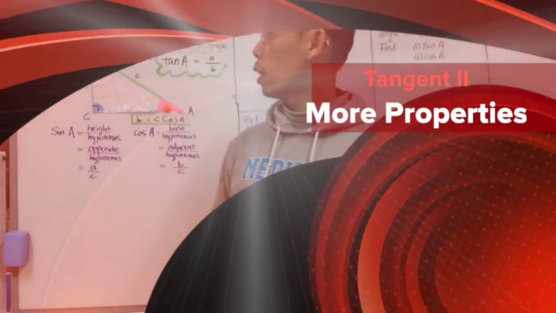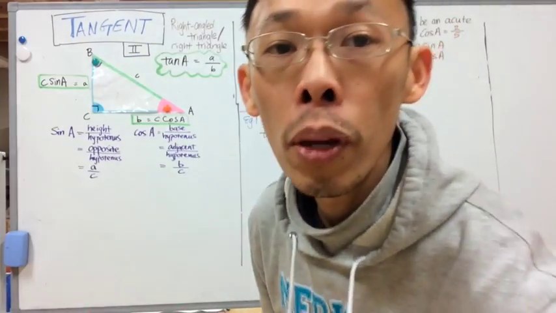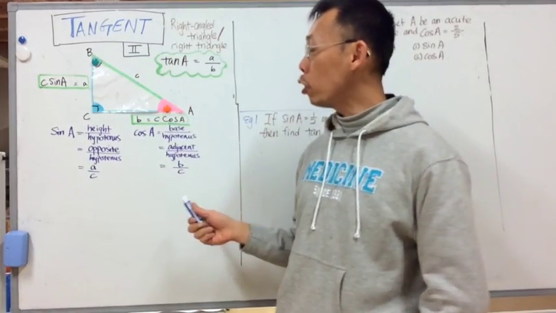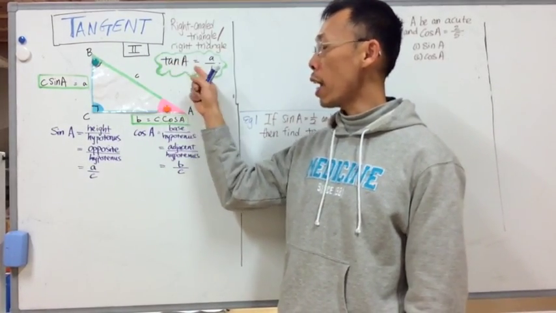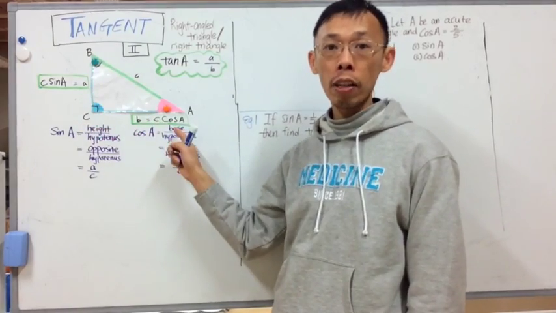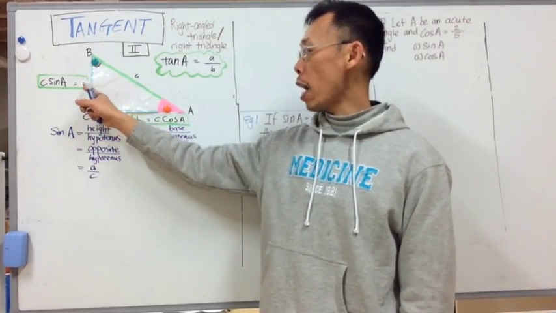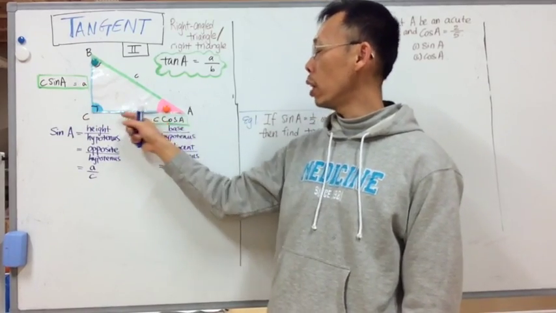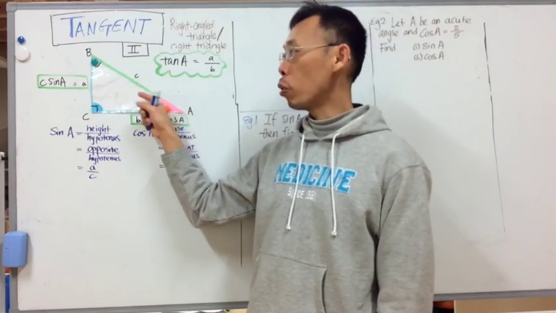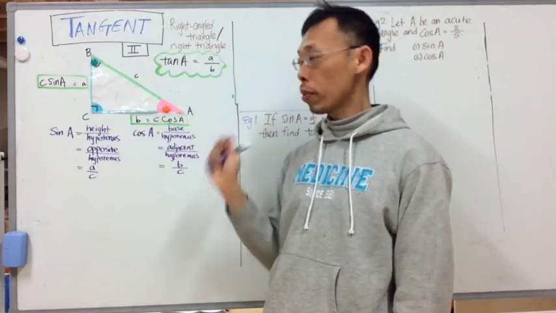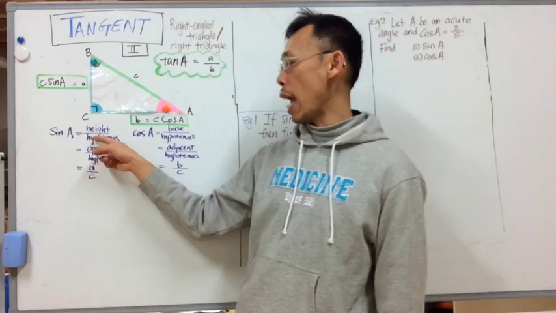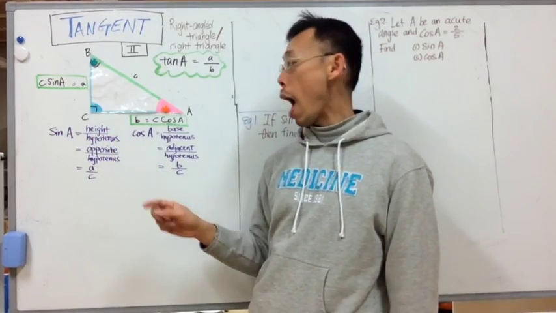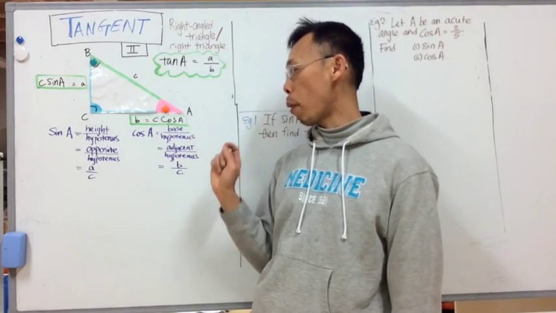Today we'll talk about tangent, the second part. Remember that tangent A, for this particular right angle triangle, is a over b. That is the ratio between the opposite and the adjacent, or what I used to call the height and the base. We also know that sine A can be written as a over c, which is height over the hypotenuse, and cosine A is base over the hypotenuse.